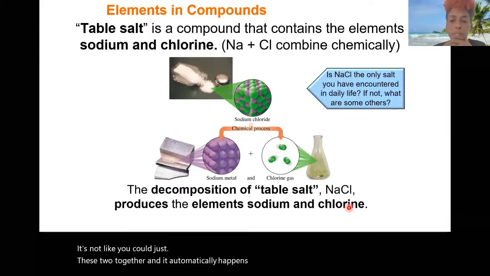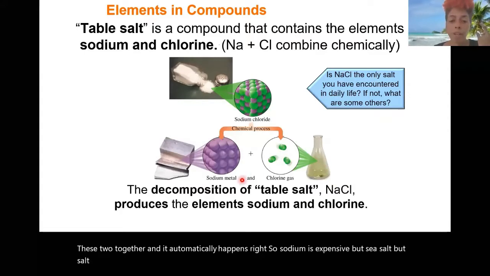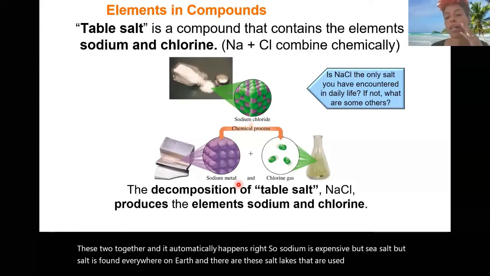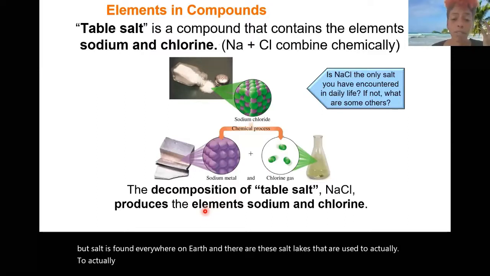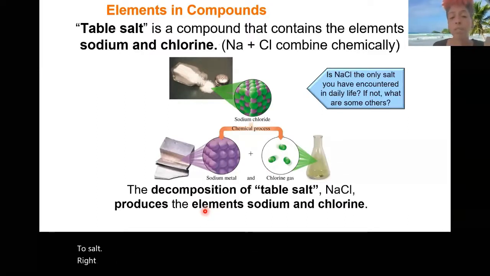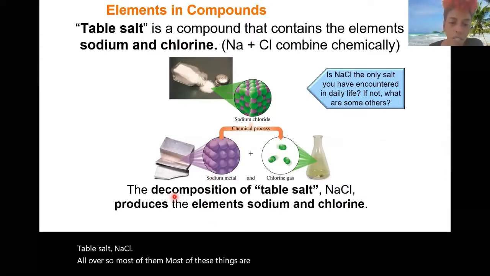Sodium is expensive, but salt is found everywhere on Earth. There are salt lakes that are used to harvest salt, right? Table salt, NaCl, is found all over. Most of these things are made naturally over a long period of time.